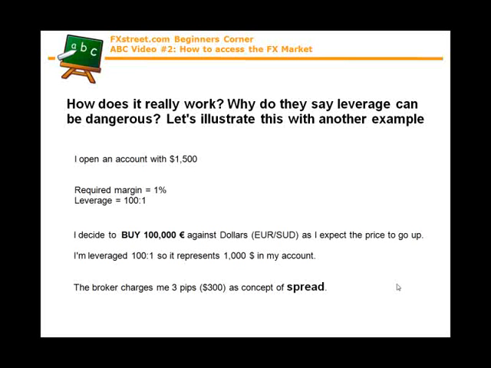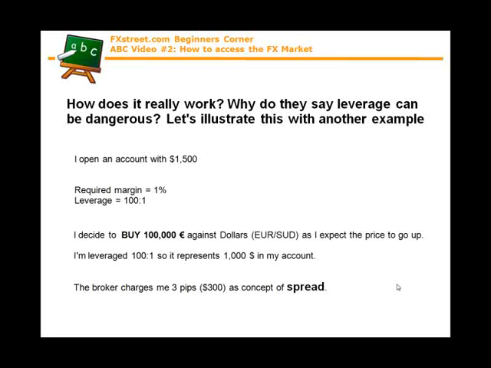Let's see if we can illustrate with an example so we all understand all these very important concepts. Let's say that I start by opening an account of $1,500, right? And I want to open a position of $100,000 against euro, right?